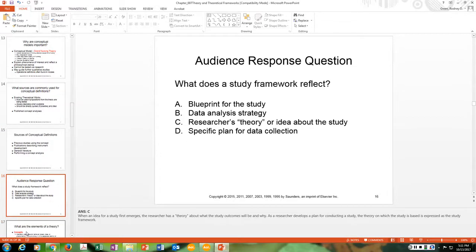Here's a question for you. What does a study framework reflect? Does it reflect a blueprint for the study? Does it reflect a data analysis strategy? Does it reflect the researcher's theory or idea about the study? Is it a specific plan for data collection?